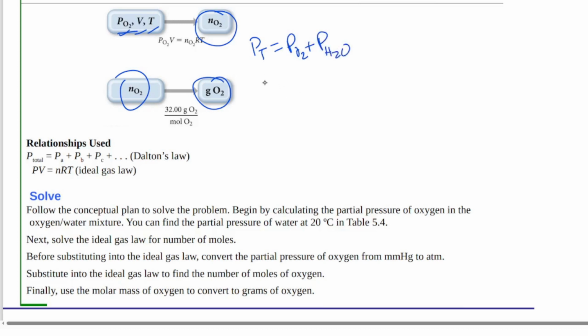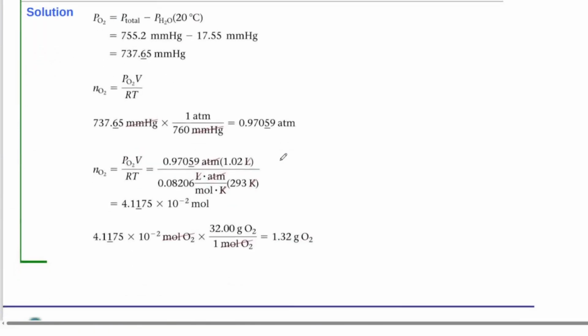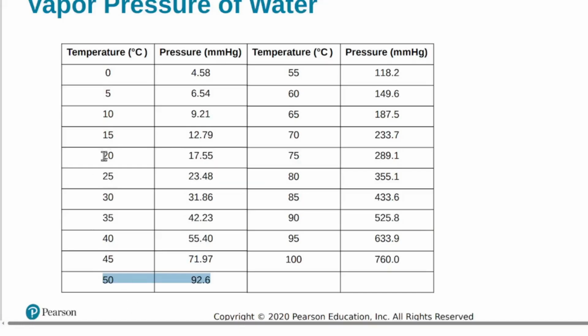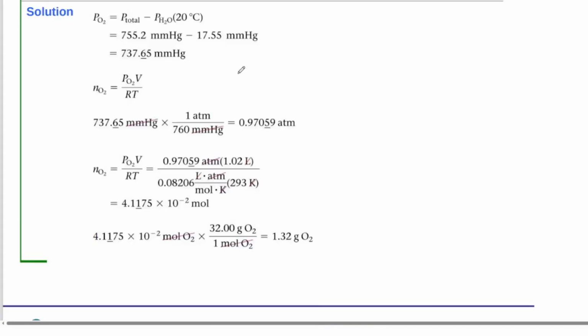Right? And so the partial pressure of oxygen is going to be equal to the total pressure minus the partial pressure due to the water vapor. Okay? So then when we have the partial pressure of oxygen, we can calculate the moles of oxygen, and then from the moles of oxygen, we can calculate the grams of oxygen. So the partial pressure of oxygen is equal to the total pressure, which was given, minus the partial pressure of water at that temperature, which was 20 degrees C. Okay? And so that's 755 millimeters of mercury.